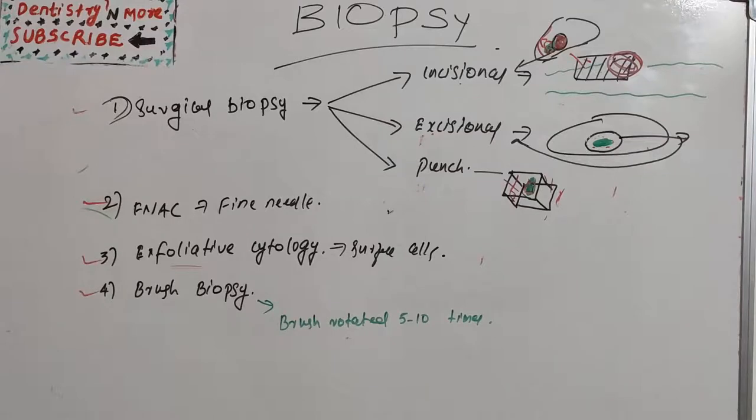The definition of biopsy: it is a surgical procedure to obtain tissue from a living organism for its microscopical examination, usually to perform a diagnosis. So when should we go for biopsy? When we have a suspicion about a lesion, whether it is malignant or has some malignant potential, we should go for biopsy. On red and white lesions, certain red and white lesions have the potential to become malignant. In such cases we should think of biopsy.